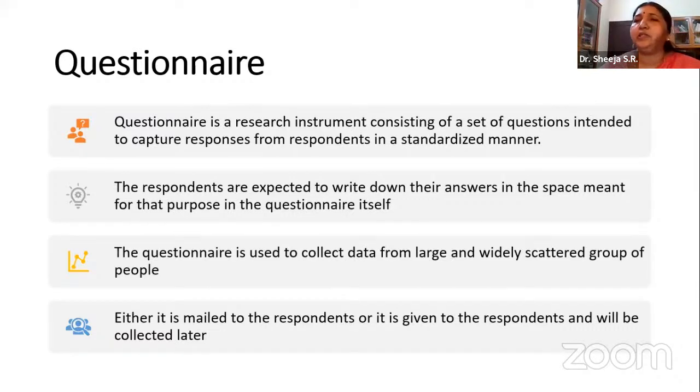Usually the procedure is that if we are collecting data from a widely scattered group of people, we mail the questionnaires to the respondents. Otherwise, if we are collecting data from a small group of people, then we will give the questionnaires to the respondents, and we will collect the filled up questionnaires later.